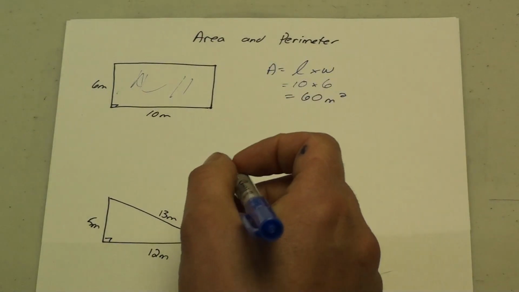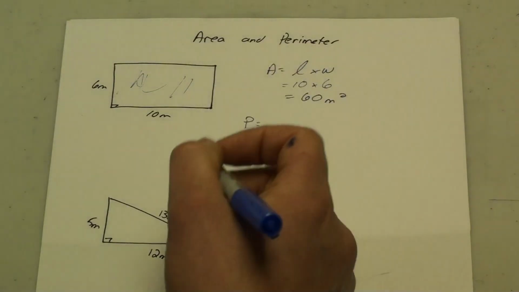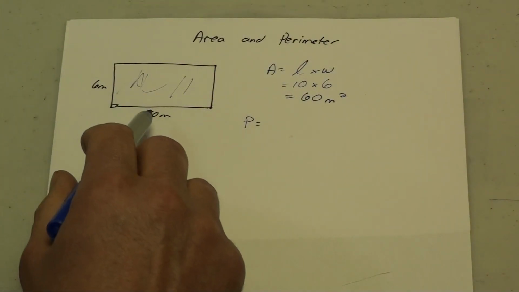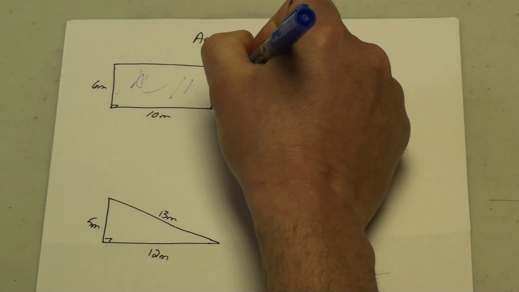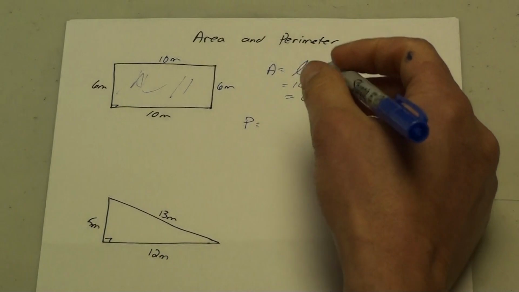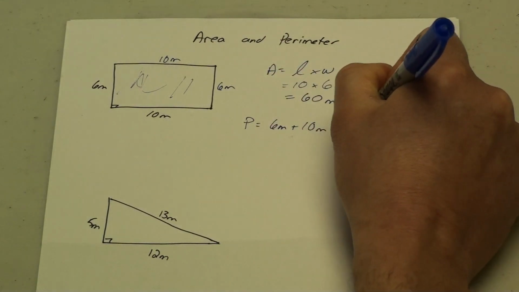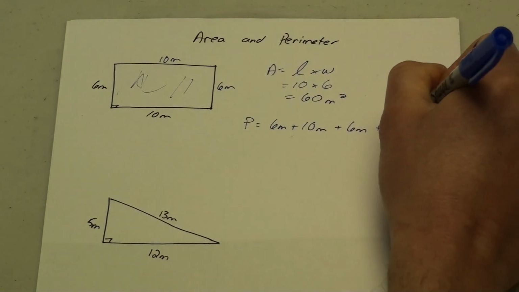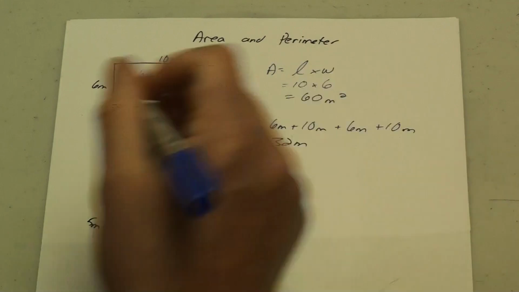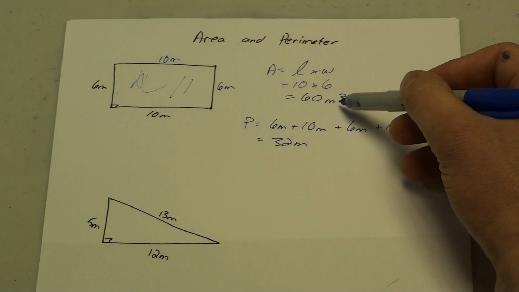When it comes to the perimeter, there are a couple different formulas you can work with. The easiest thing is you're just adding up all the outsides. So I have 6 meters, 10 meters, another 6 meters, and another 10 meters to go all the way around. Adding them all up, 6 plus 10 plus 6 plus 10 gives me 32 meters. Now, perimeter, my units are just meters. Area, it is meters squared.